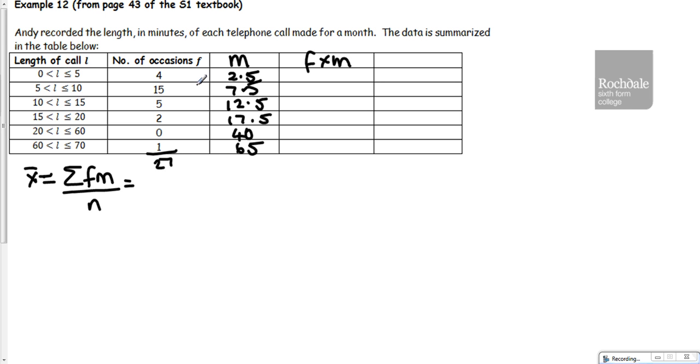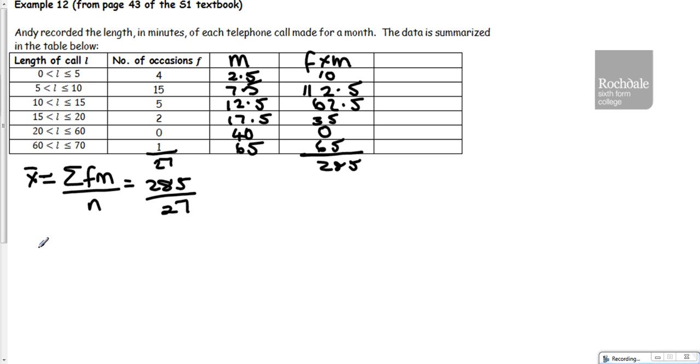So frequency times midpoint, we're going to have 4 times 2.5, which is 10. You're going to have 15 times 7.5, which is 112.5. So I'm multiplying these two columns, 62.5, 35, 0 in this case, and 65. If you add up that column, it works out to be 285. So the mean is 285 divided by 27. And again, I'm going to just leave that as it is. I don't want a decimal because I'm going to use it in a subsequent calculation.